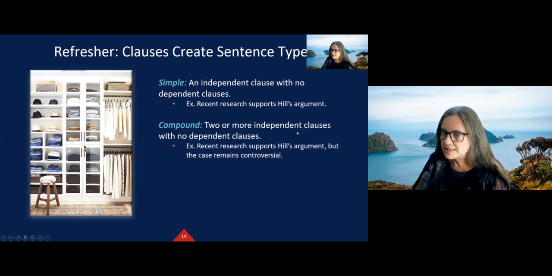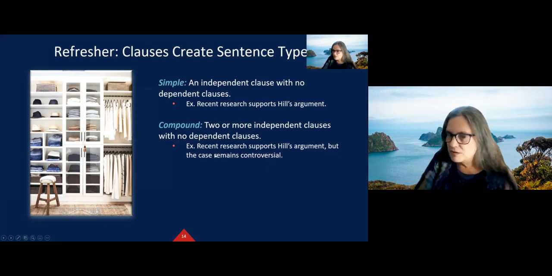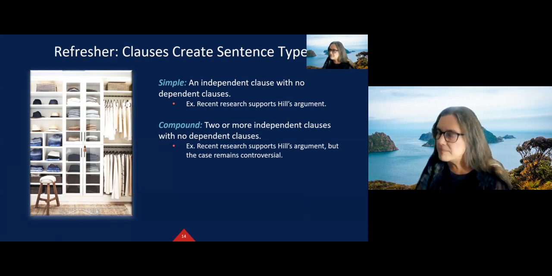Okay. A compound sentence is two or more independent clauses. So if you put a period at the end of each one of them and remove the connecting devices, they would stand alone as each one a sentence. But there are no dependent clauses in that. So here's an example. Recent research supports Hill's argument. And then here we have a connector of a comma and a conjunction, but, and then another independent clause. The case remains controversial. So we could technically put a period at the end of argument as well as controversial and leave out but and the comma. It would be very choppy on a sentence level, but grammatically, they'd be complete ideas.